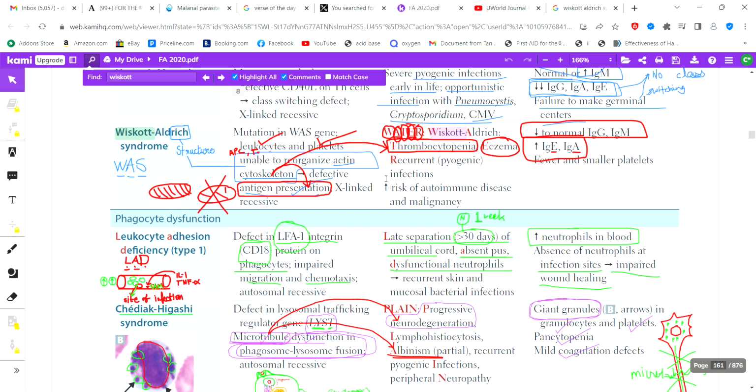There are recurrent pyogenic infections that happen because of B cell deficiency, because there is no humoral response against organisms with polysaccharide capsules like Neisseria meningitidis, Haemophilus influenzae, and Streptococcus pneumoniae. So remember this. There is an increased chance of cancer in Wiskott-Aldrich syndrome. Okay, next.